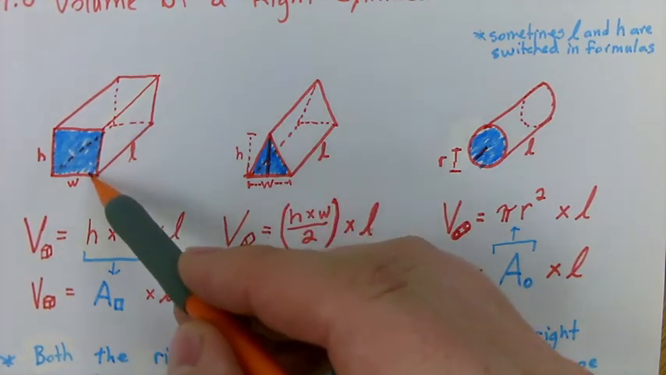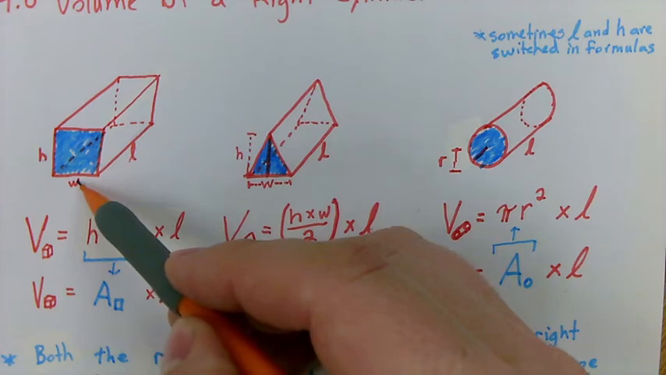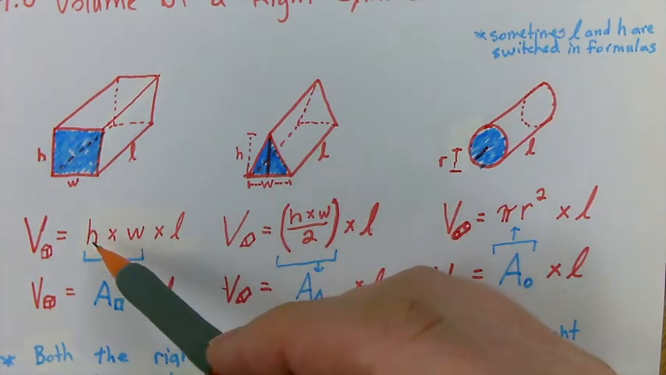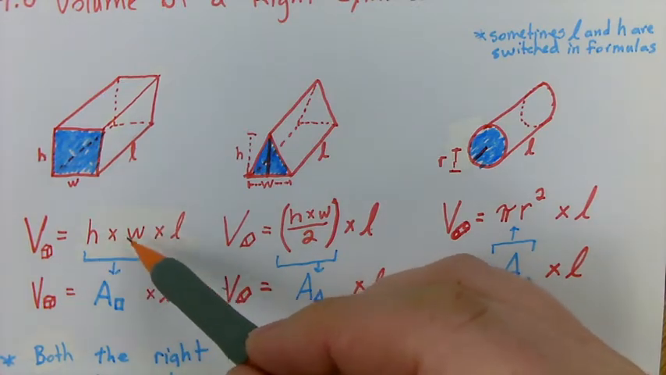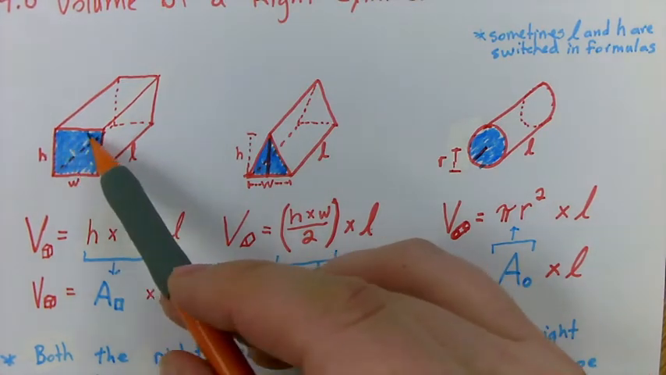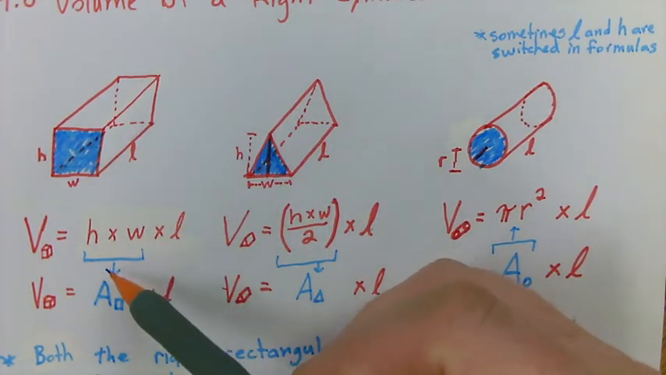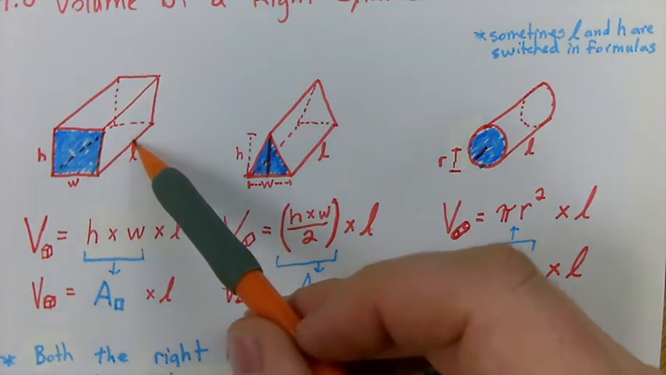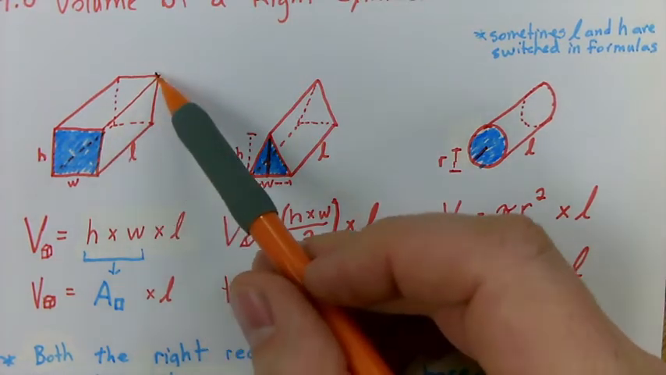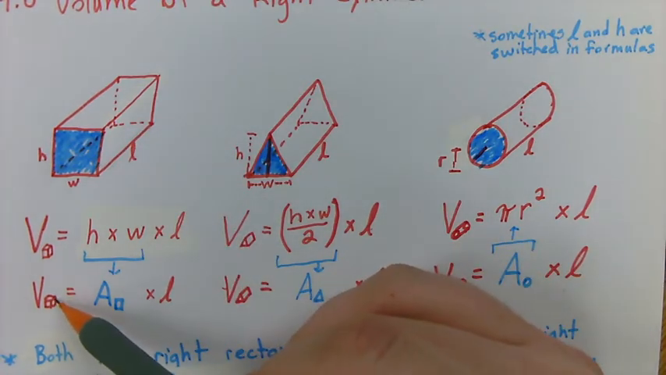We could figure out the area. How? By going height times width, right? And if we look in our formula, we have height times width. So that height times width right there is the same thing as the area of that rectangle. And you'll notice that we just multiply that area of the rectangle by the length of this shape, this length right here. And that's what gives us the volume.